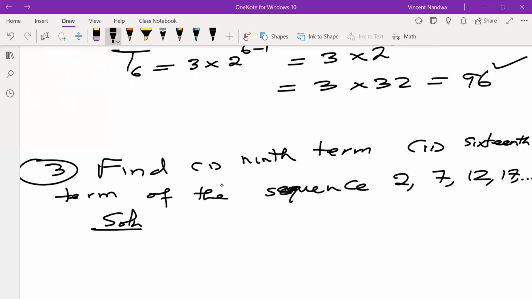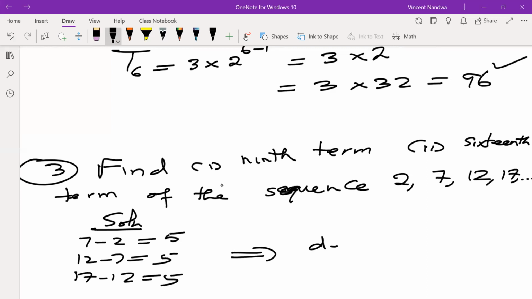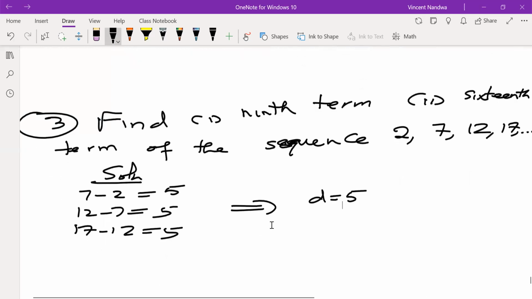Now let's see. Clearly, this cannot be a geometric sequence because 7 over 2 is different from 12 over 7. So possibly let's test whether it's an arithmetic sequence. 7 minus 2 is 5. 12 minus 7 is 5. And 17 minus 12 is 5. So this implies D equals 5. So we have an arithmetic sequence.